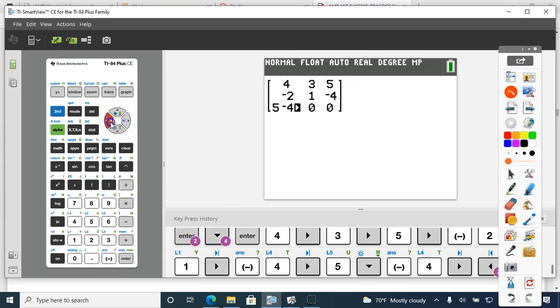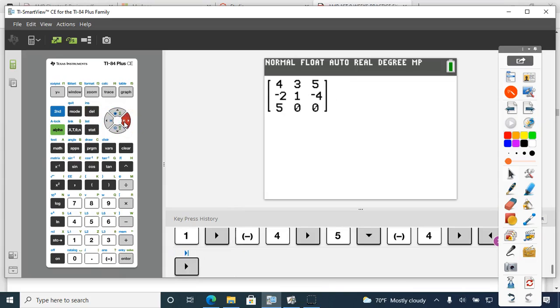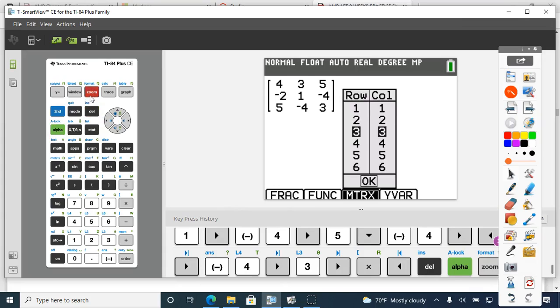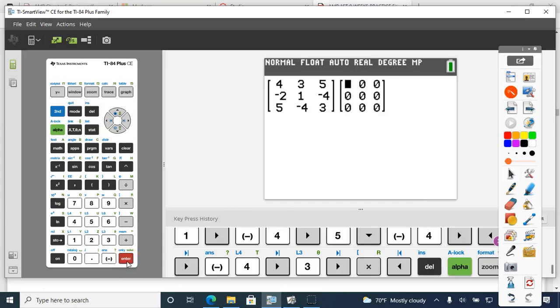Oops, something's wrong here. Didn't go over. There we go. -4 and 3. If you want to put times, you can, but you don't have to. The calculator knows what you're doing when you put two matrices by each other. It's okay. I'm not going to change it.